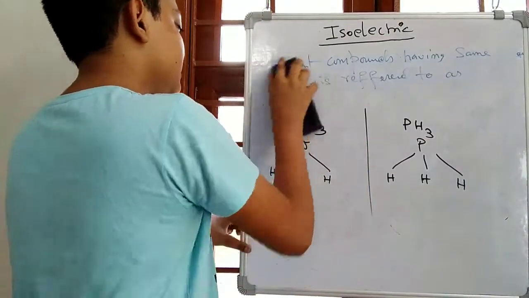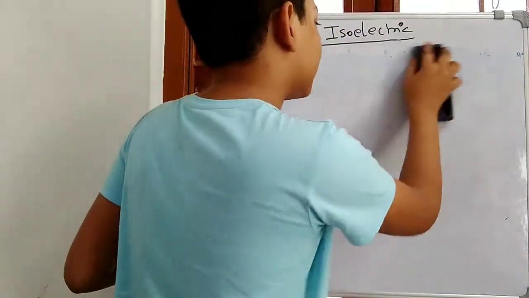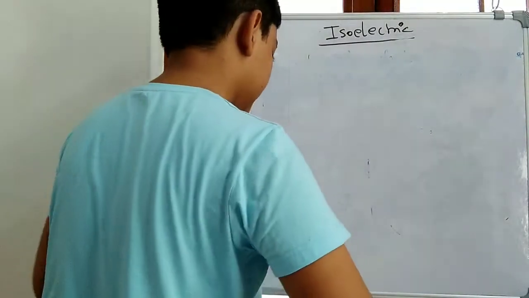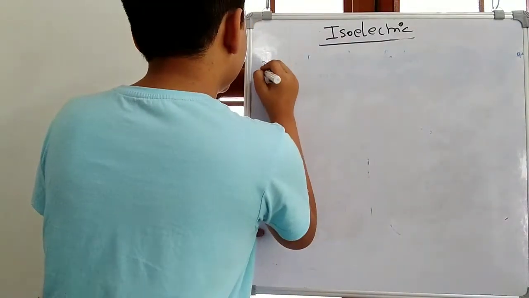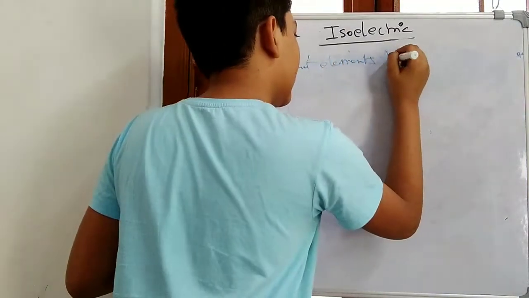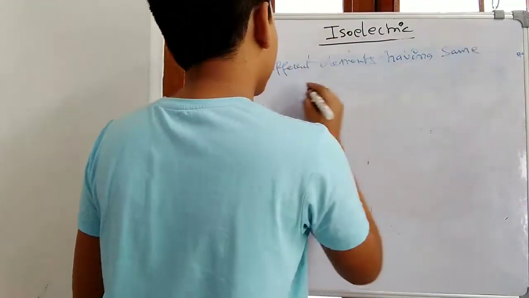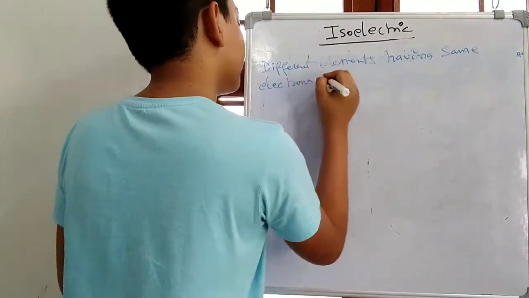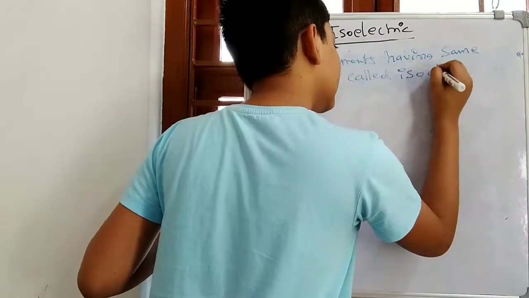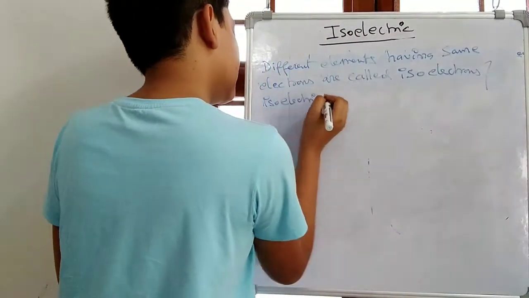So let us again erase it. This erasing part is very boring. Don't like to erase. Now let us write this. Different elements having same electrons are called isoelectrons or isoelectric species.